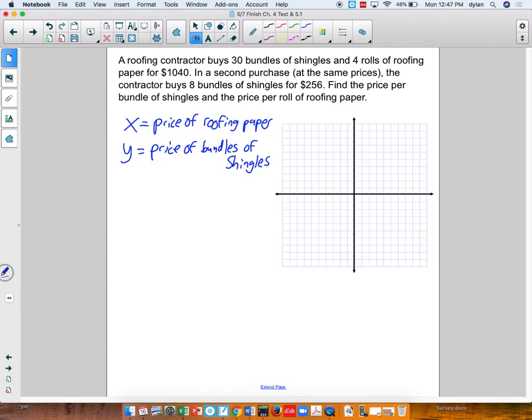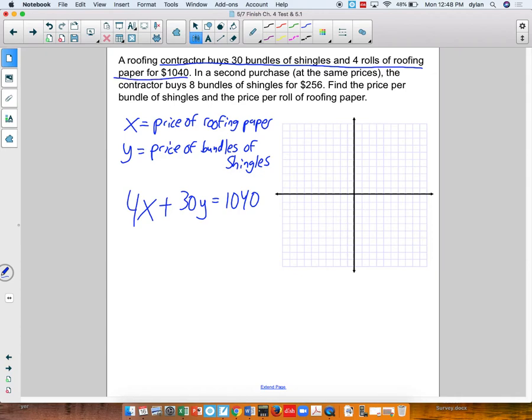So if x is the price of roofing paper, we know that the contractor bought 30 bundles of shingles and 4 bundles of roofing paper for $1,040. So I could say 4 times the price of roofing paper plus 30 times the price of shingles equals 1,040. That could be our first equation, coming from this sentence right here.